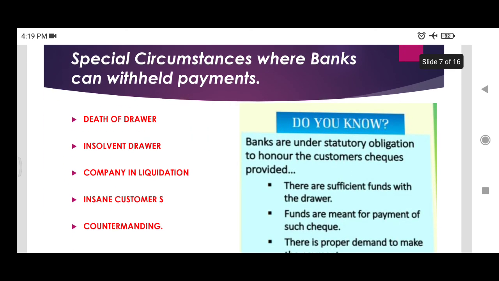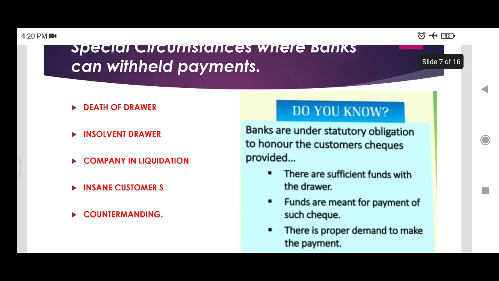We'll see the special circumstances where the banks can withhold the payments. Sometimes the banker won't honor the checks. Sometimes he withholds the check, he won't pay the money mentioned in the check. Why? What is the reason? What are these special circumstances? One is the death of the drawer, the insolvent drawer, a company in liquidation, insane customers, countermanding, like that.